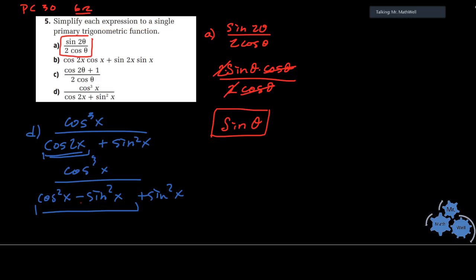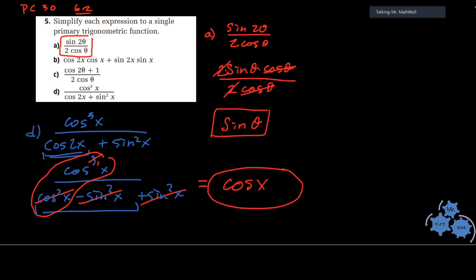Now, this sine squared and this sine squared cancel each other out. Okay? And look at what we have left. We have cos cubed x divided by cos squared x. That's awesome because I can get rid of 2 of the coses, and I'm just left with cos x. And so this one is cos x. And that's the answer, and that's how you do it.